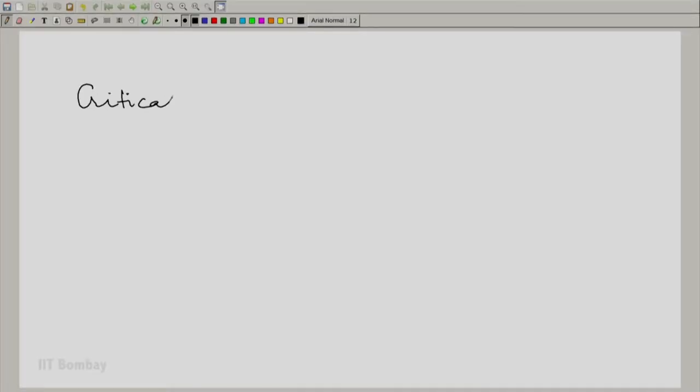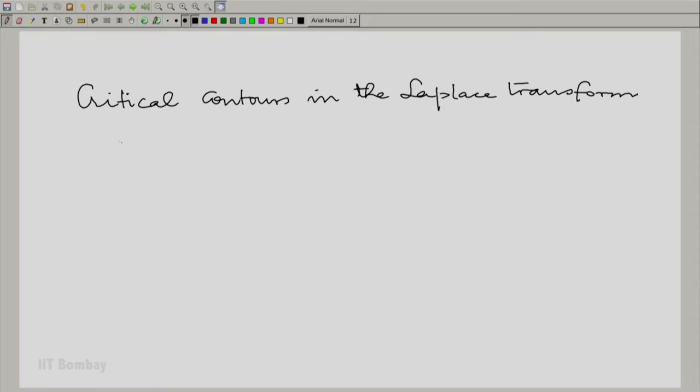In the case of the continuous independent variable, I look at the imaginary axis and the rightmost extreme axis, so to speak: real part of s tending to infinity and real part of s equal to 0 in the Laplace transform. These are the two critical contours. So, let us make a note of that. Critical contours in the Laplace transform.